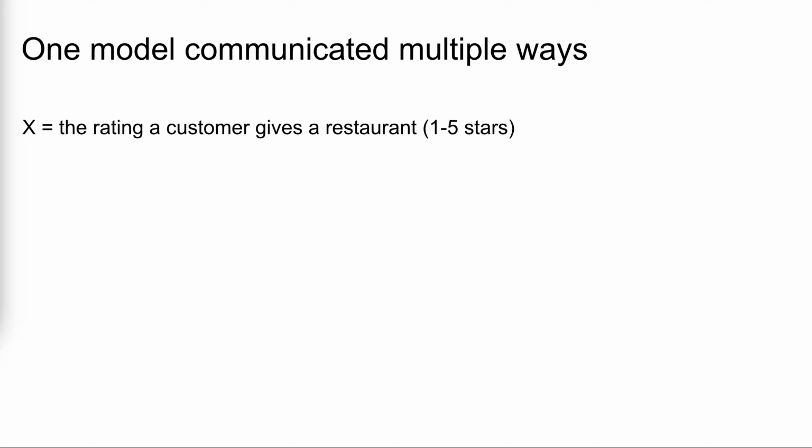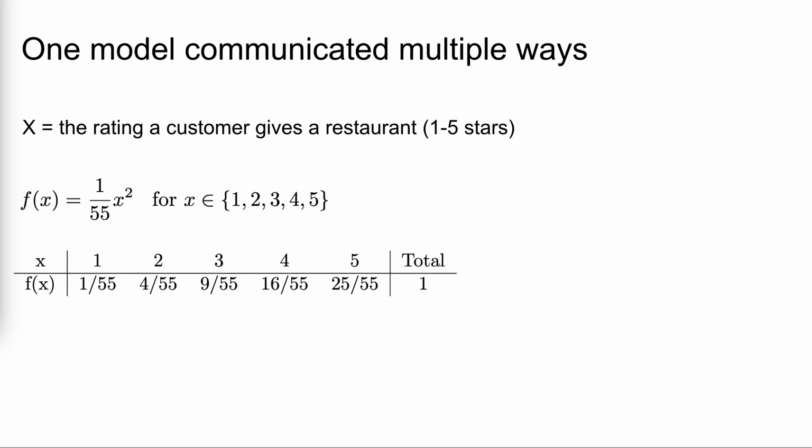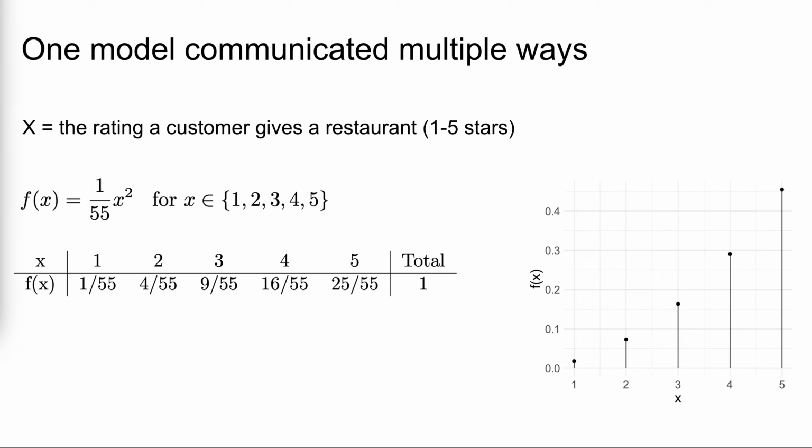Consider an example. Let x be the rating that a customer gives to a certain restaurant. These ratings can range anywhere from 1 star to 5 stars and can vary from customer to customer. The randomness of the ratings from customer to customer can be modeled by the following probability mass function, or PMF, f of x. For integers x from 1 to 5, f of x equals 1/55 times x squared. Plugging in each possible outcome of x, we can also reframe the PMF in the form of a table. And we can turn this table into a plot of the PMF.